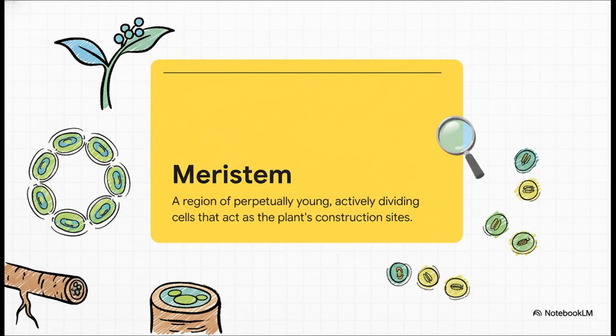They're these amazing pockets of cells that basically stay forever young. They never really grow up. Their one job is to just keep dividing and churning out all the new cells that are going to become leaves, stems, roots, you name it. This is where all the action begins.